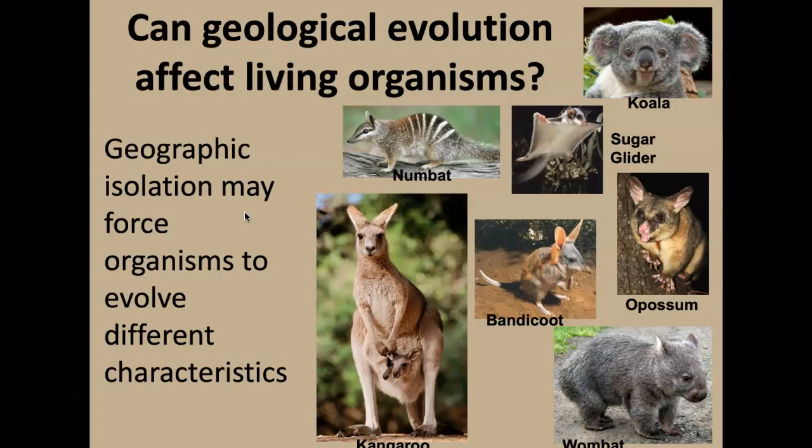So how can geological evolution affect living organisms? If you have continents that are separating or land areas that are breaking apart, then the plants and animals on those different areas are going to get separated from other organisms within their species. And this can cause speciation to occur. This geographic isolation, this separating of different organisms in a species, will cause those organisms to develop different characteristics based on their new environments. So they may have to adapt, much like the finches in the Galapagos did.